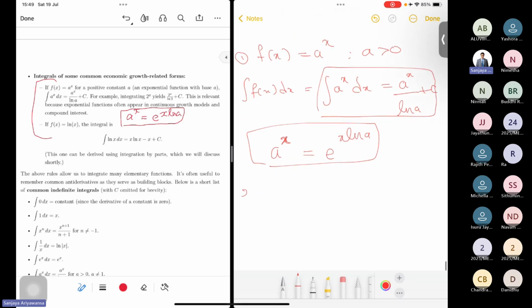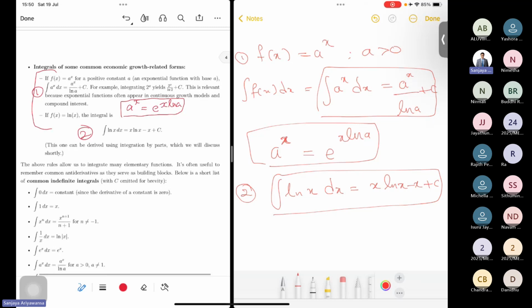And the second one is finding the antiderivative for log x. The antiderivative or the integral of log x is given by x log x minus x plus c. Again, this will also be proved as we go along.